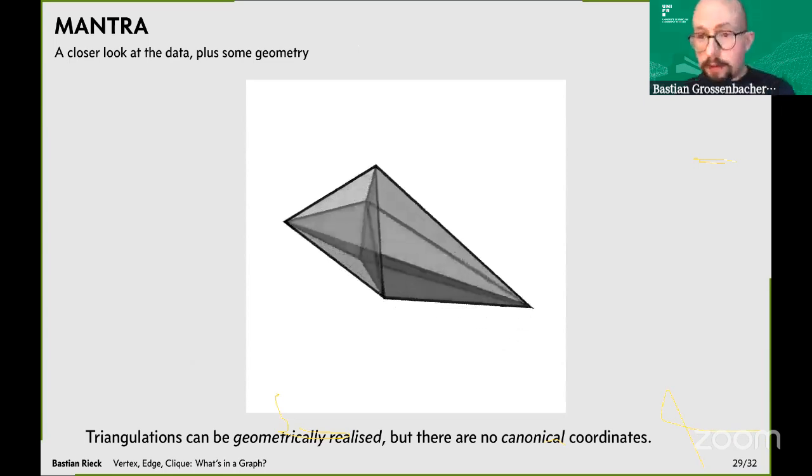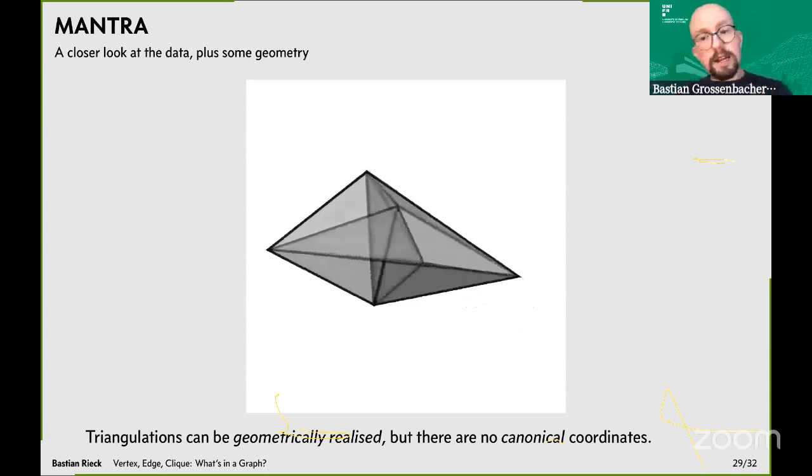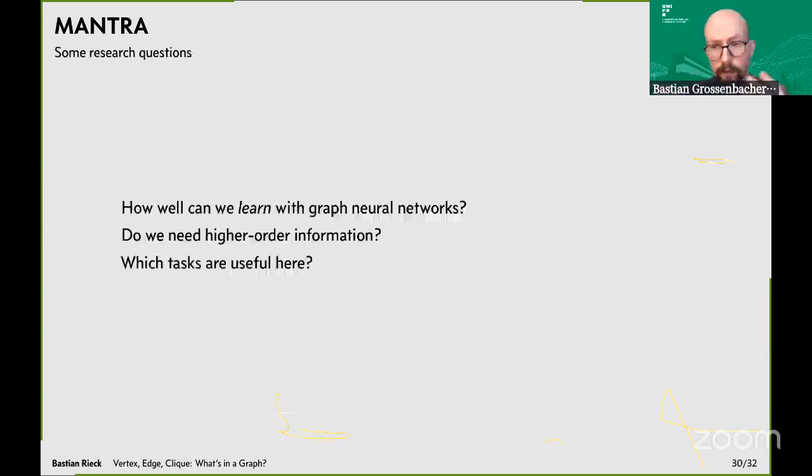And this made for quite an interesting set of hard tasks. So we asked ourselves some research questions from this, namely, how well can we actually learn and solve some tasks with graph neural networks here? Do we need higher order information? So do we need information about the faces or the tetrahedra and so on in the data? And also, of course, which tasks are useful here?